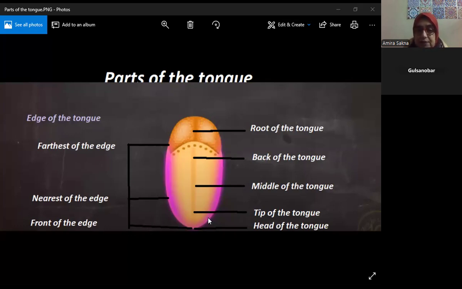The tongue is divided into 5 areas. The tongue as a whole is divided into 5 main areas, which are root of the tongue, back of the tongue, middle of the tongue, tip of the tongue, and head. This tiny part, the head of the tongue.